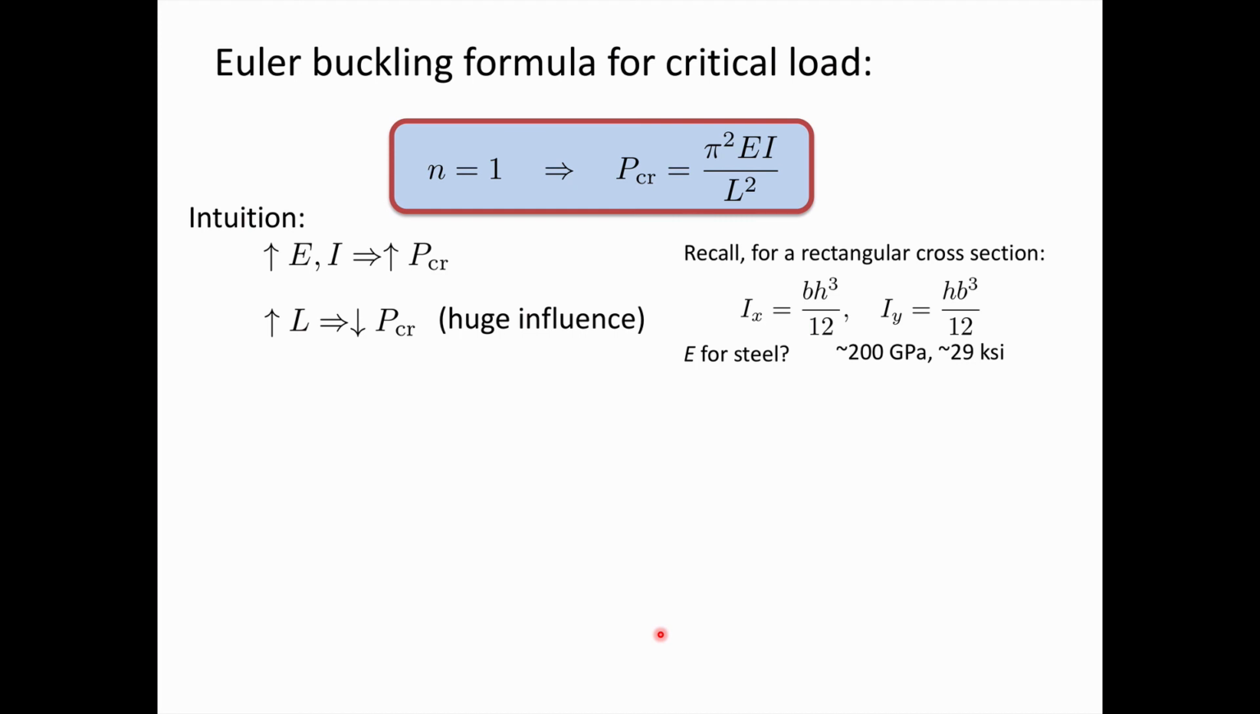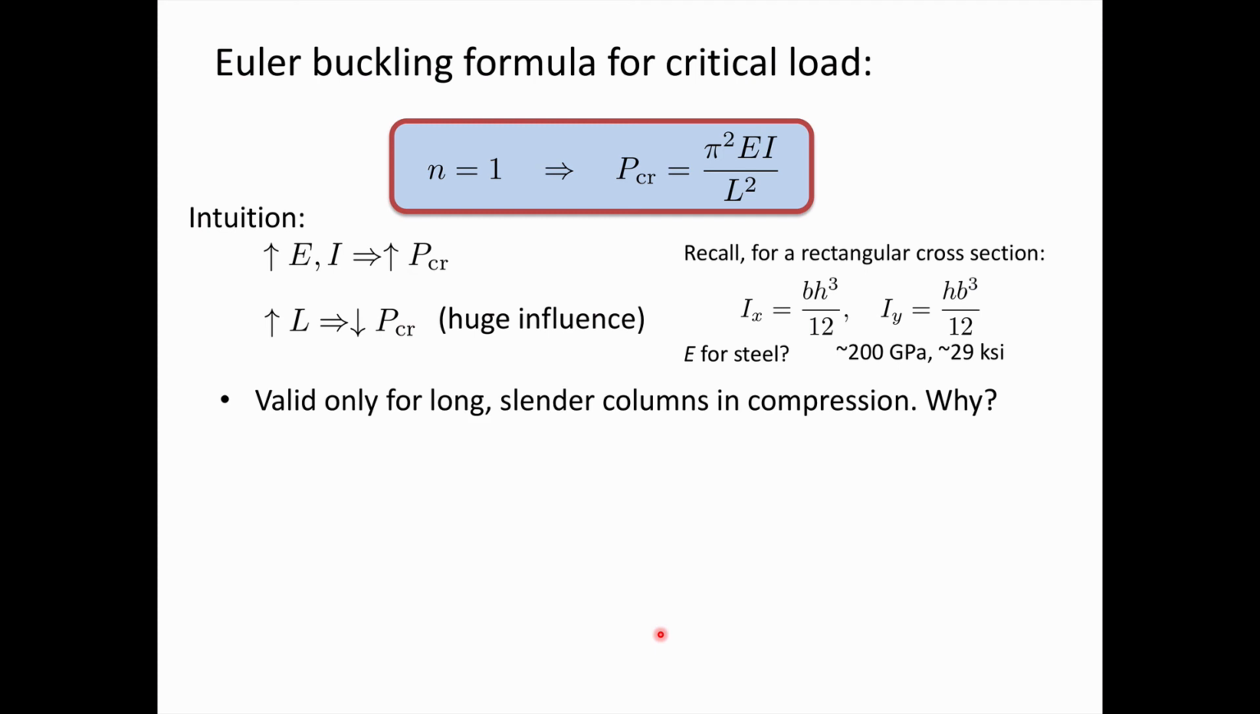All right, so again, increasing the length of the column has a dramatic influence on reducing the critical load. So that's an important thing to keep in mind as you're making design decisions. And remember, this model is only valid for long, slender columns in compression. So it's important to ask why. Why is this the case?